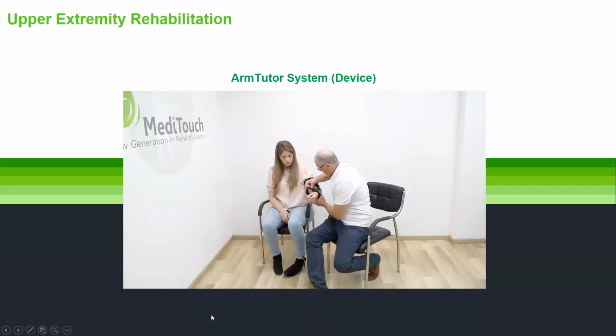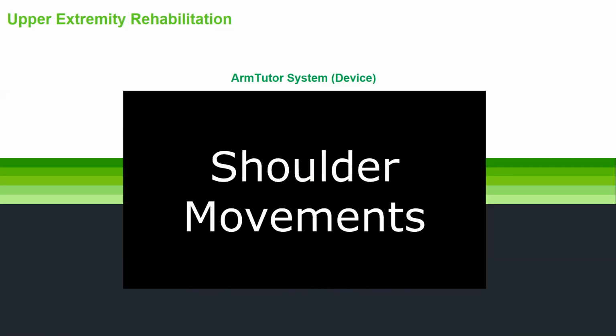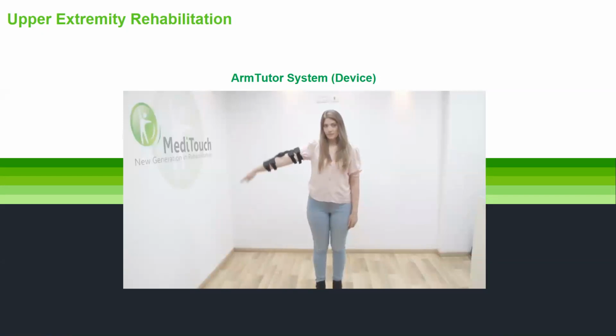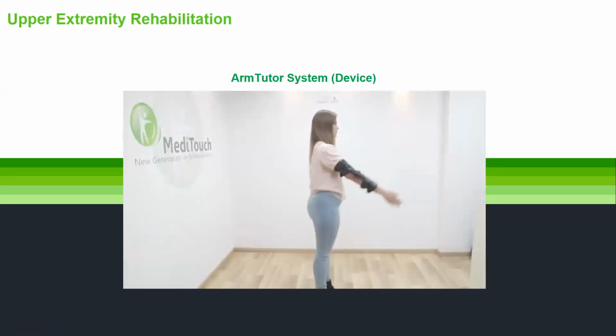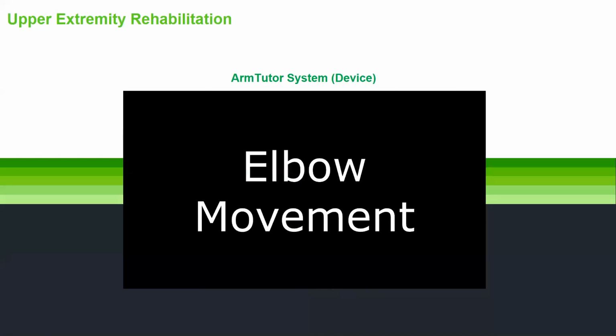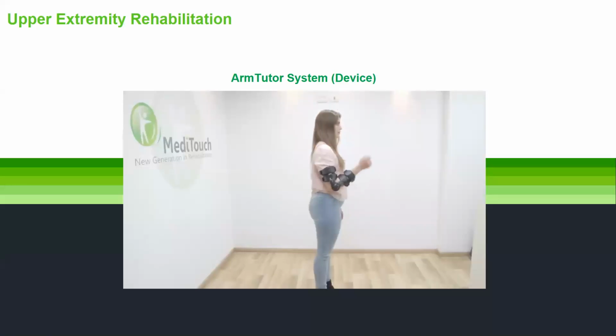The arm tutor is very quick and easy to put on. This is very important so that the client and the patient can begin the exercise practice as quickly as possible within the session. Movements that can be facilitated with the arm tutor include abduction and adduction, as well as forward flexion and extension, in addition to external and internal rotation, and flexion and extension exercises of the elbow.